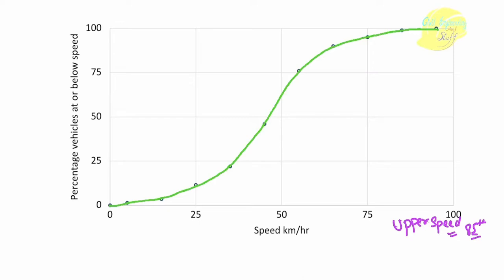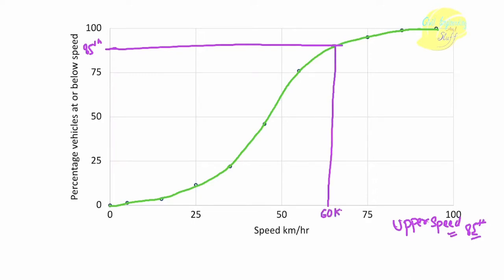So let's say the 85th percentile speed lies somewhere here. We'll draw here and then we'll draw here. So this, let's say, comes out to be 60 km per hour. So your upper limit will be 60 km per hour.